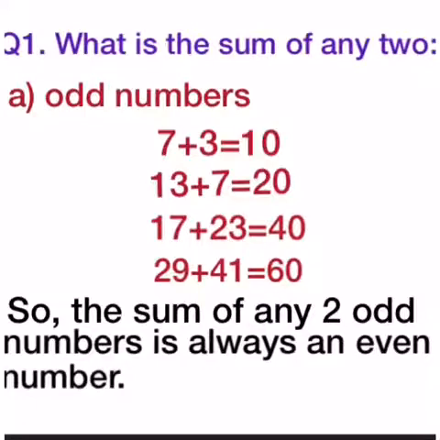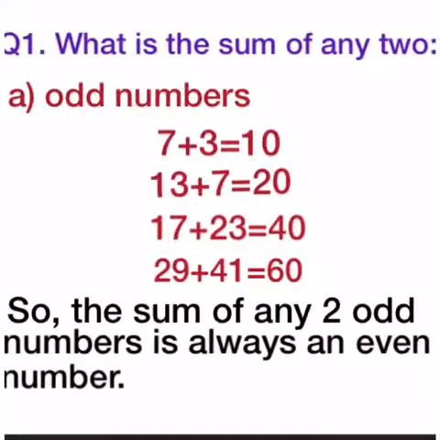For example, if we select two odd numbers, that is 7 and 3, and then we add them, we get the result 10, which is an even number. Further, you can see that 13 and 7 are odd numbers, but the result is 20, which is an even number. Then 17 plus 23, again odd numbers, but the result is 40, which is an even number.